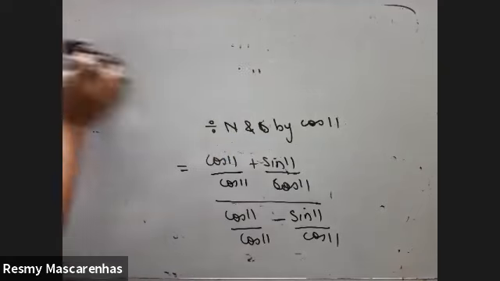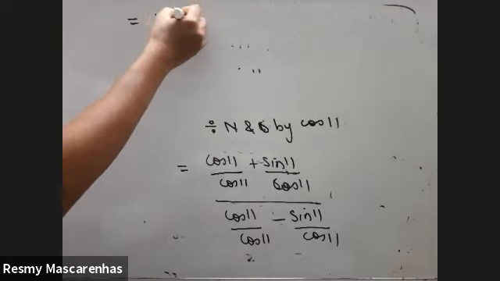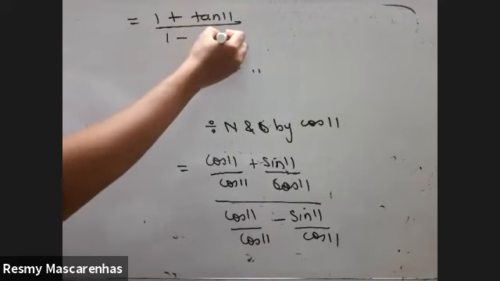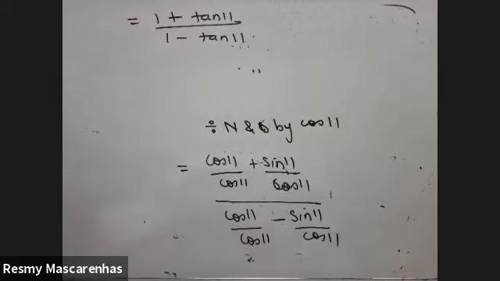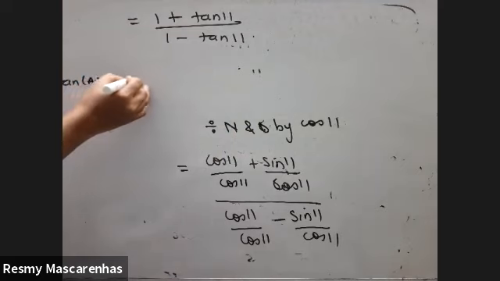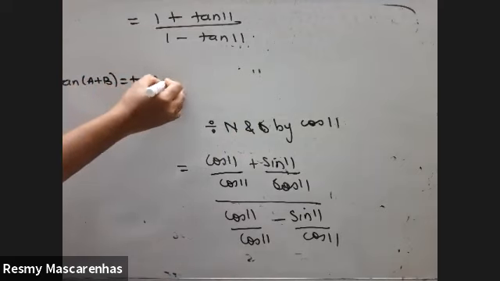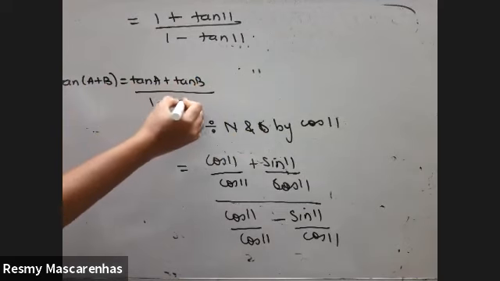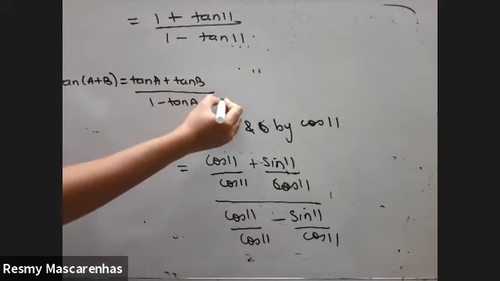Now after cancelling, what will we get? 1 plus tan 45 is 1 plus 1, which is 2. Okay, now I want to use the formula tan of (A plus B) will be tan A plus tan B minus 1 minus tan A tan B. This formula I know.